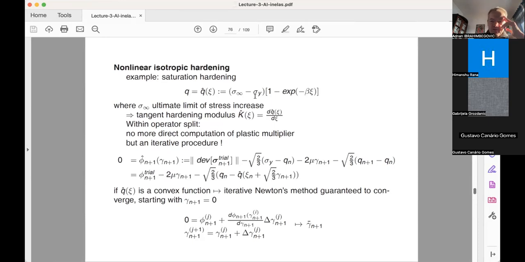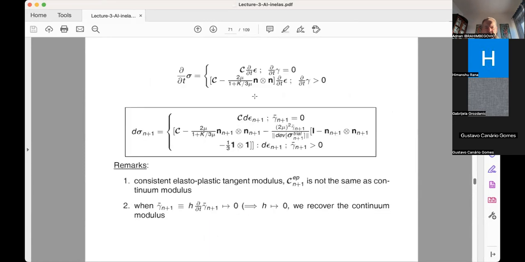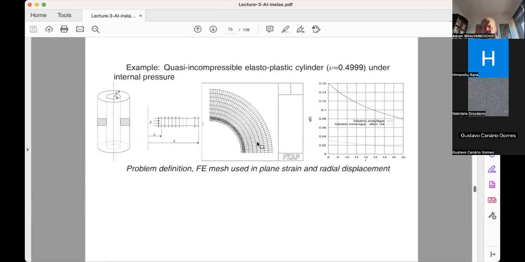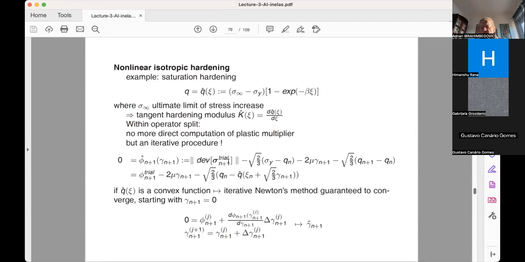What is changing now here? Well, when we had the linear hardening modulus, the computation of the plastic multiplier was a simple linear equation. It was phi n plus 1 trial divided by E plus K for the 1D case, and something similar for the 3D case. Gamma dot is equal to this. It's a linear equation, so K is constant. Now the problem with the saturation hardening is that K keeps changing for different values of the level of stress.